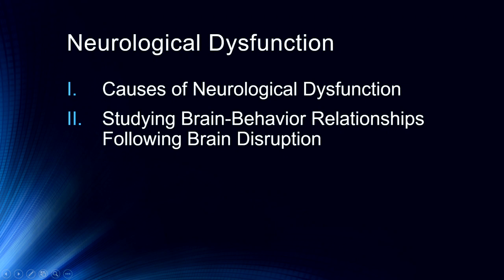We'll start off by talking about some causes of neurological dysfunction. And then we'll talk about studying brain behavior relationships following this kind of brain disruption and some of the issues involved there. Remember, one thing to keep in mind about this is, in general, these kinds of studies are case studies or very, very small n studies because we're usually talking about some sort of unique form of damage.